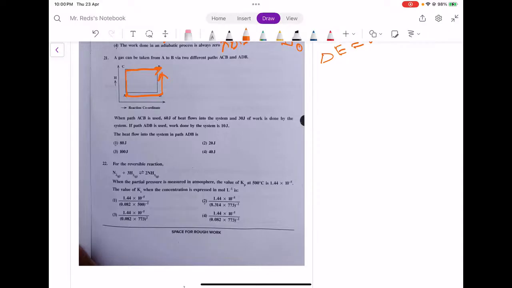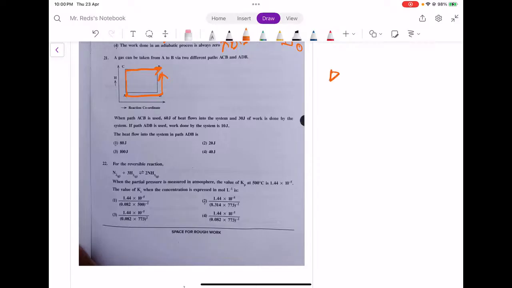When path ACB is used, 60 joules of heat flow into the system. Heat flow into the system, heat taken by the system, means that is an endothermic reaction. Endothermic reaction means work done by the system.